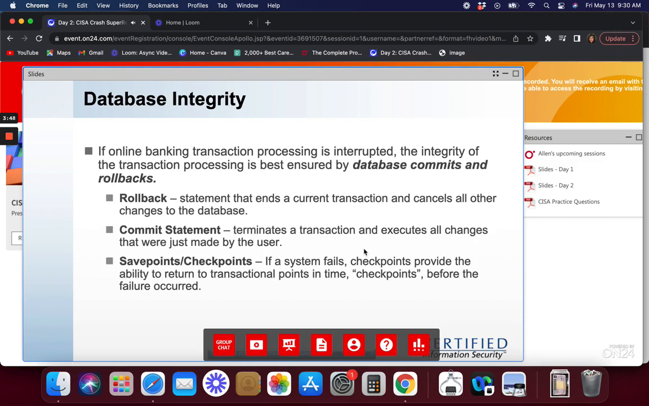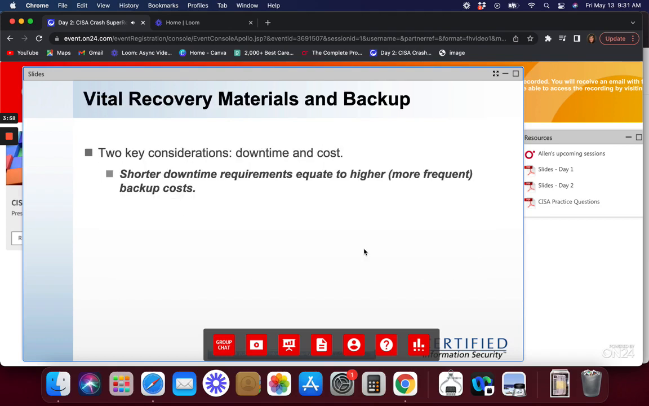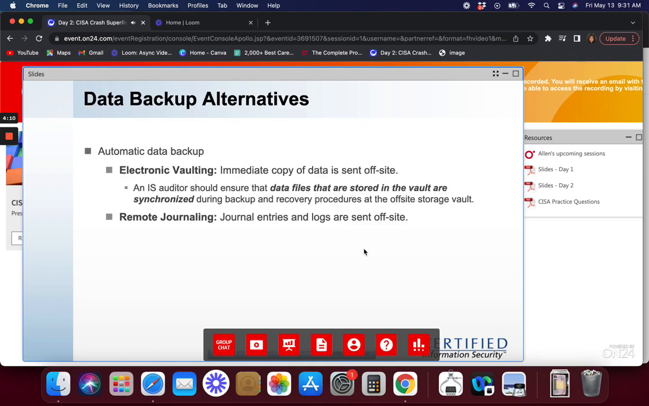Very good. So, database integrity, folks, this is not new information. This is just simply here, again, for your reference or the exam questions. We've already talked about it. Same goes for vital recovery materials and backup. Shorter downtime requirements equate to higher, more frequent backup costs. I think that's obvious. Data backup alternatives that you need to be aware of.